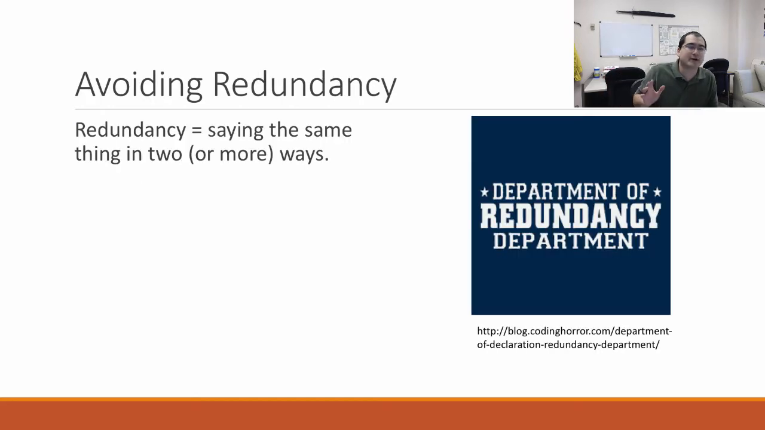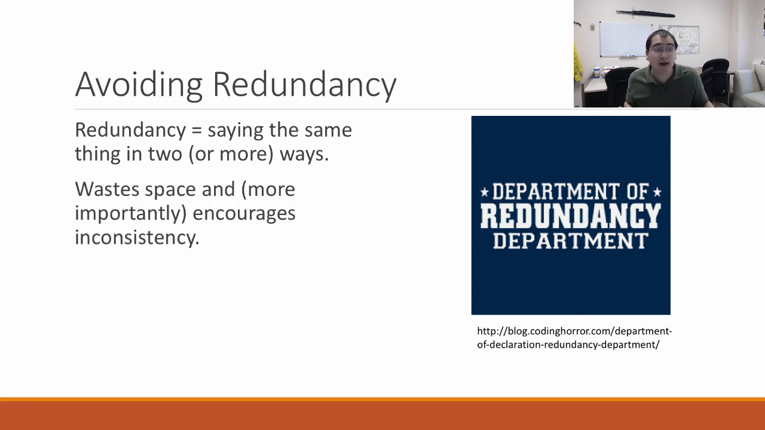Okay, so the first one, avoiding redundancy, seems really obvious. Redundancy is when you say the same thing in two or more ways. So an example of which is the Department of Redundancy department. You don't really need one of those departments. Okay, why is redundancy bad? It wastes space, and more importantly, encourages inconsistency. What do I mean by this?